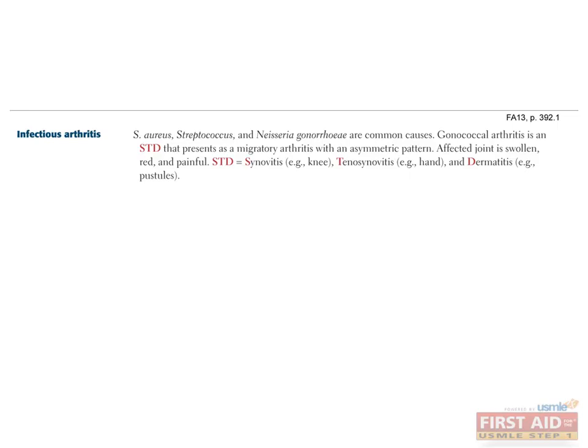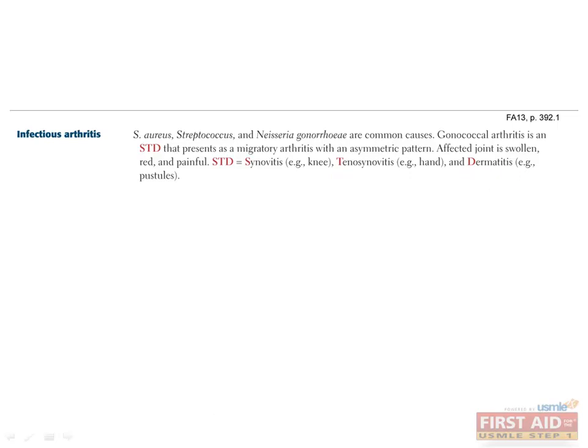Infectious arthritis is quite often an orthopedic emergency. Why? Because it's a raging infection that's restricted to a small space in the joint. Usually it presents in a single joint that may then move to another joint, often asymmetrically. It presents with three different possible problems: synovitis, often in the knee, tenosynovitis, often in the hand, and finally dermatitis.